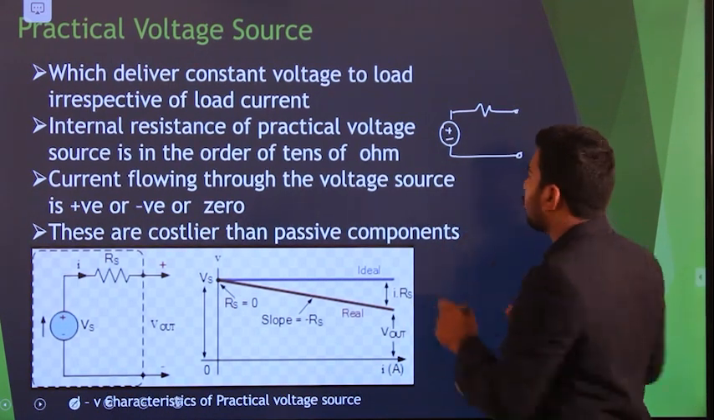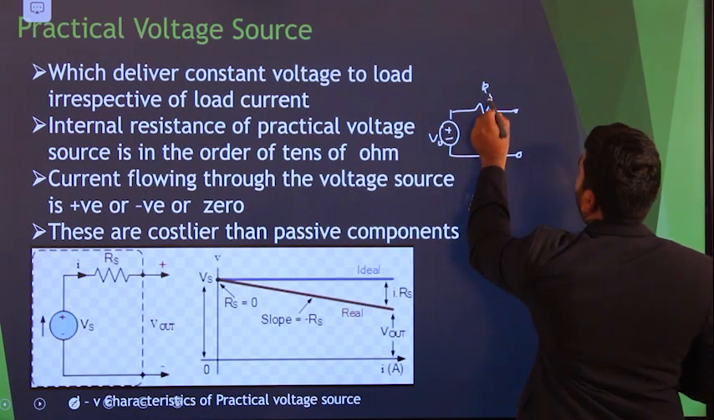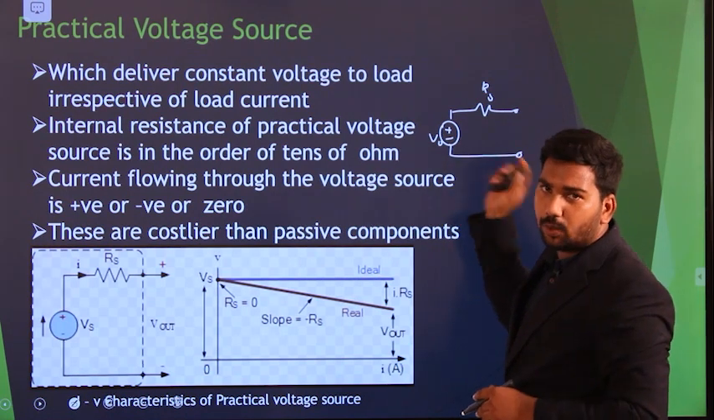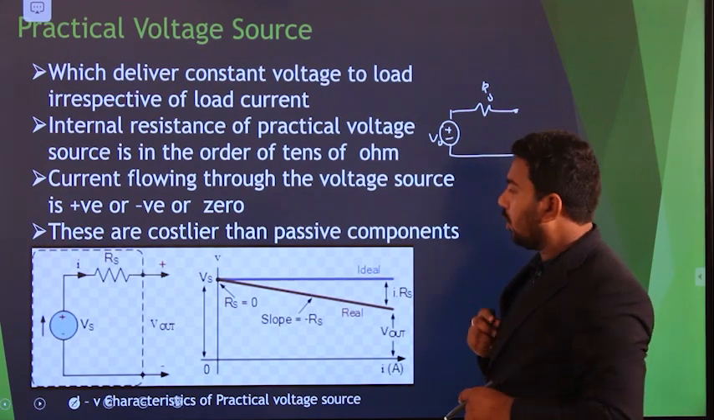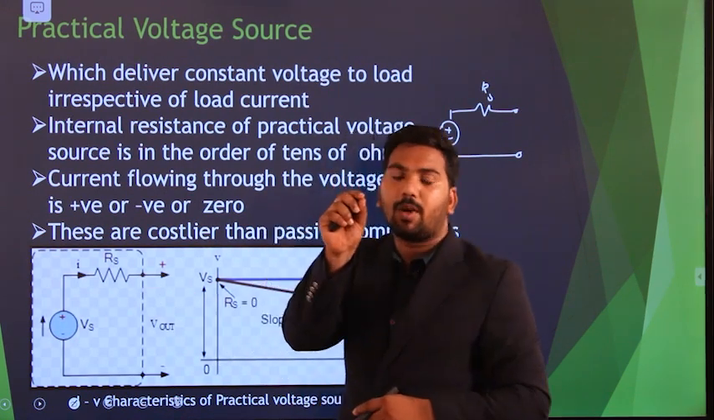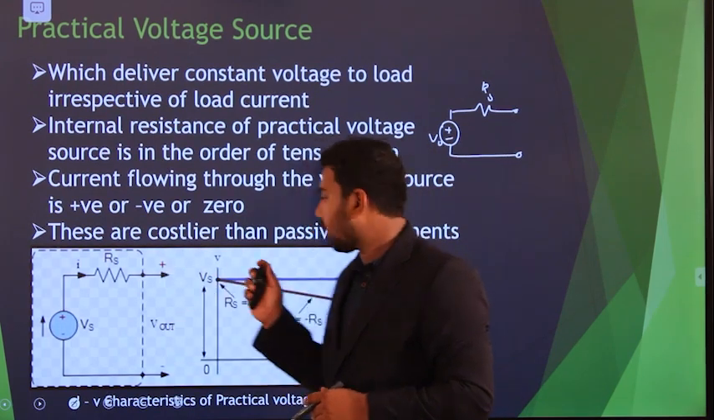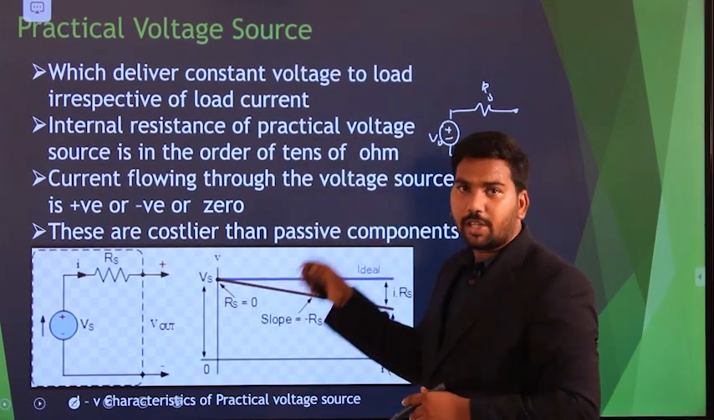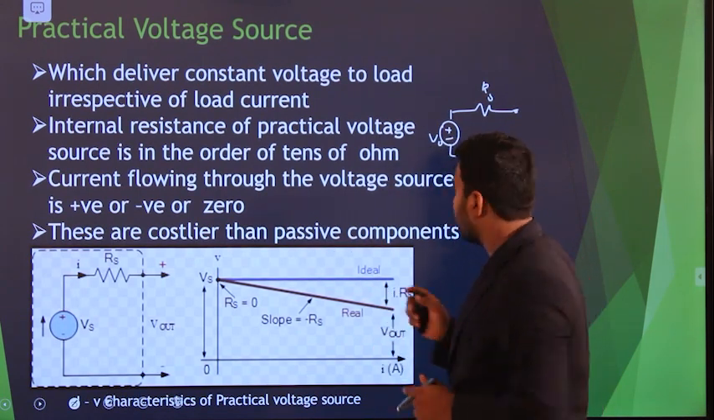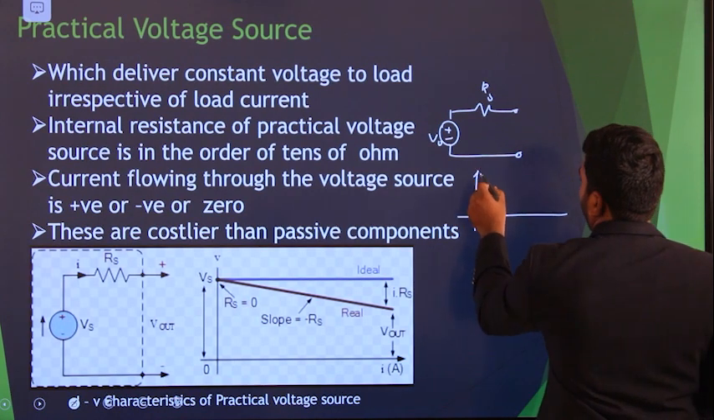Okay, a voltage source with some value, let us assume V0, and some resistance value Rs. This is the symbol of a practical voltage source. Due to this Rs, some part of the voltage will be dropped across it, so that is why the plot will decrease towards I.